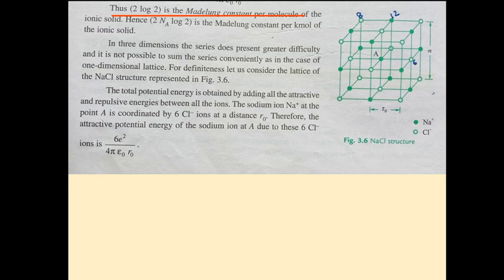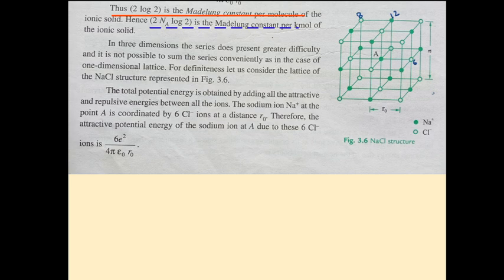But in general, if I say that this is 1 kilomole of a one dimensional crystal, then there would be Na atoms available, or the equivalent number of atoms, which is nothing but the Avogadro number, and therefore that constant should be multiplied by the Avogadro number. So the Madelung constant per kilomole would be twice Na log of 2. This is only for a one dimensional crystal.